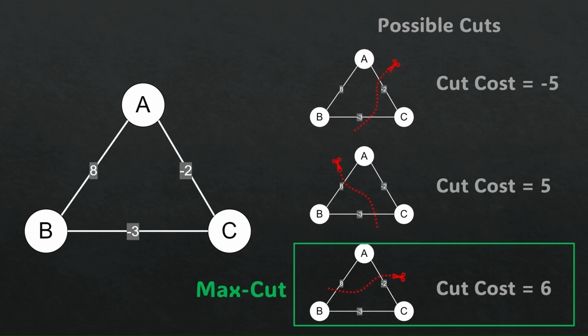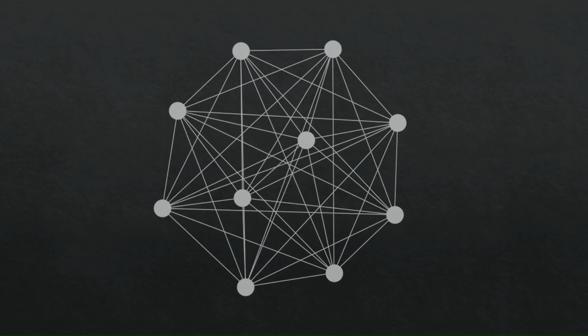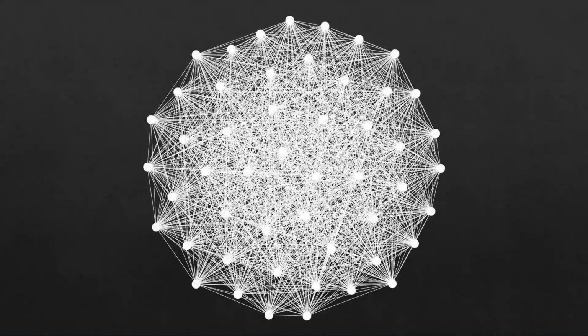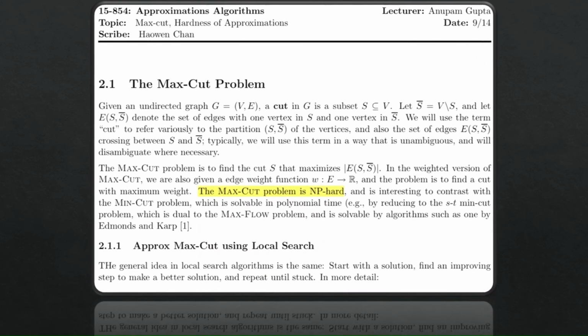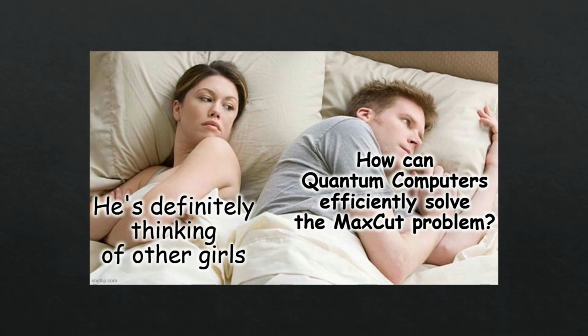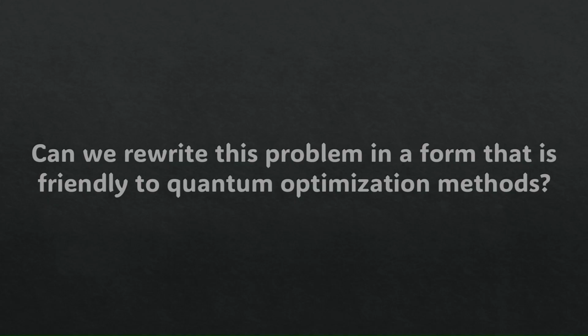For a graph with 3 nodes, this is easy. You can almost do it by inspection. Once the graph has, say, 10 nodes, 20 nodes, or 50 nodes, the number of possible partitions grows explosively, and that is exactly why MaxCut is such a famous problem in computer science. It is one of the classic NP-hard problems, which means that finding the exact best solution becomes extremely difficult as the problem size grows. Given the fact that you're watching this video, the natural question should be, can we rewrite this problem in a form that is friendly to quantum optimization methods? And that brings us to QUBO.